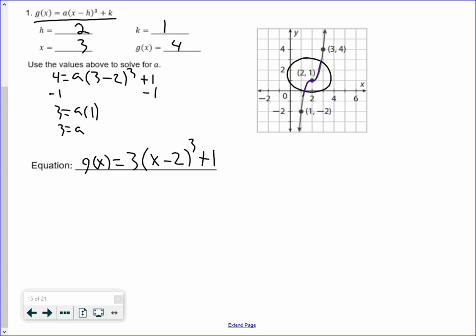So figure out your hk point. That's the point where the graph curves into it and curves back out of it. Then plug in either point, or any point you find on the graph, to solve for your a. Solving for a is easy. This is how we're going to solve for a: just plug everything in, solve for a. It'll be the easiest way to solve for a.